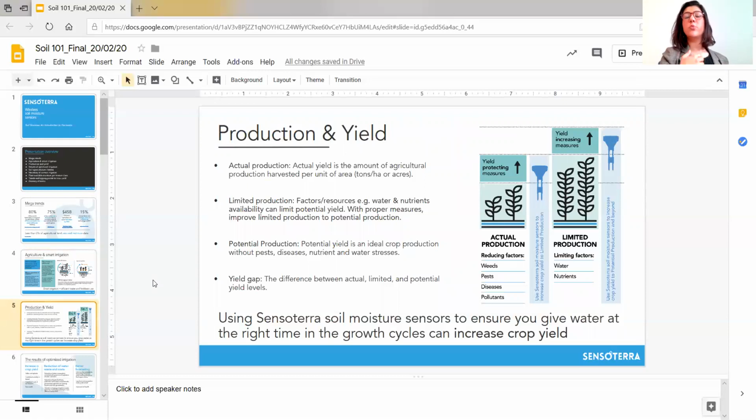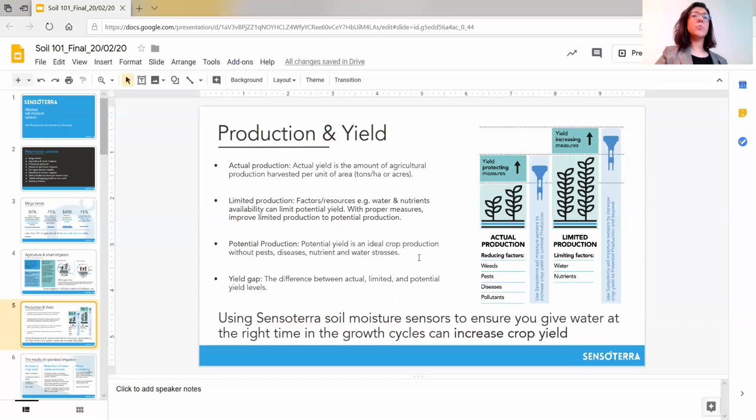Now, when talking about production and yield, there are certain terms that are nice to understand when talking about production and yield. First of all, there is the actual production. What is the actual production? It's the actual yield. So it's the amount of agricultural production harvest per unit of area. Unit of area can be tons per hectare or tons per acre. The actual production is here, the first one, and can be limited due to weeds, pests, diseases, and pollutants.